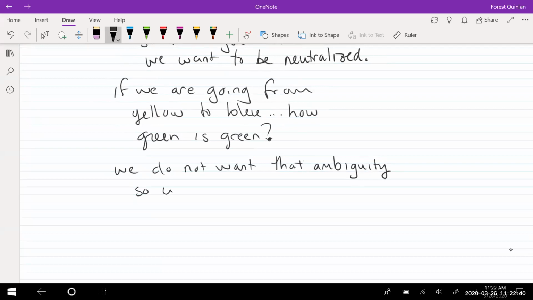So we keep it yellow versus blue. We know that difference.